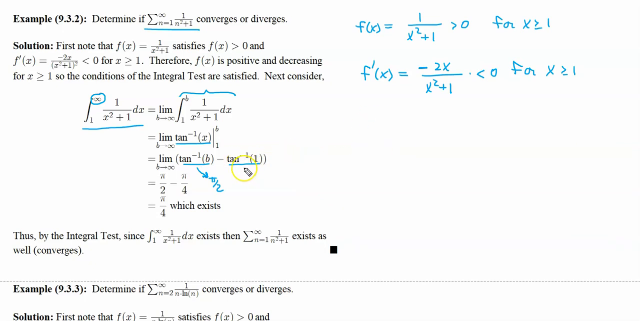Now the arctangent of 1, well, that's pi over 4. And so if we take the limit as b goes to infinity of this quantity, we get pi over 2 minus pi over 4, which of course is pi over 4, and that exists as a number. So therefore this improper integral exists, and so therefore the original series converges as well. And there you go. That's how we use the integral test.